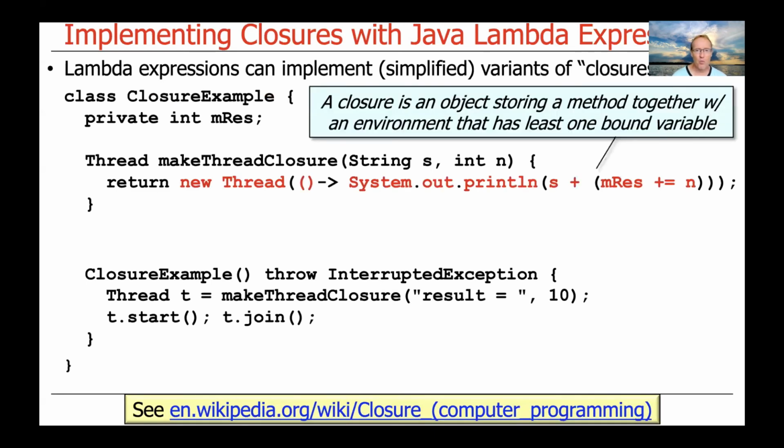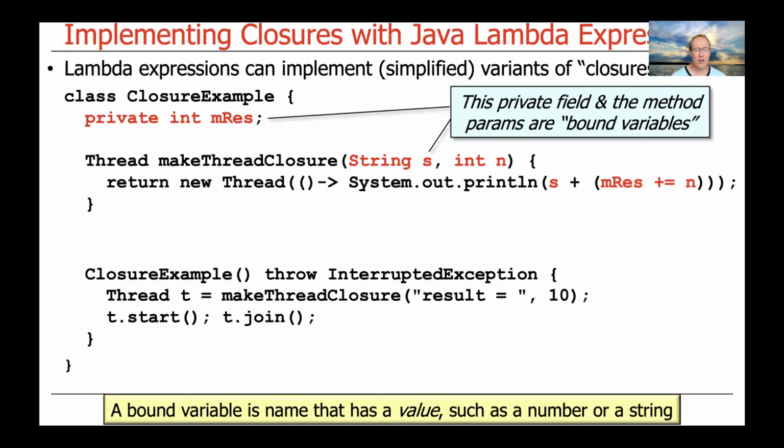And first, that raises the question, what the heck is a closure? Well, if you look at the Wikipedia entry for closure, you'll see a closure is an object that stores a method together with an environment that has at least one bound variable. So what does that mean? A bound variable is something that has a name that's associated with a value, such as a number or a string. You can see in this particular example, we have the private field mRes and the method parameters, s and n. Those are bound variables, and they get bound to whatever they're assigned to.